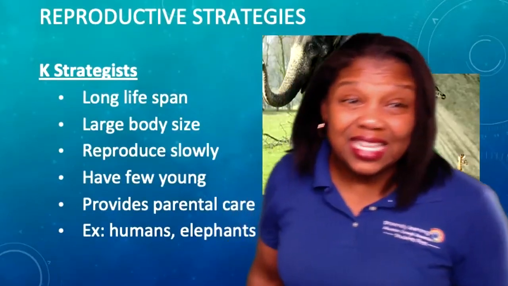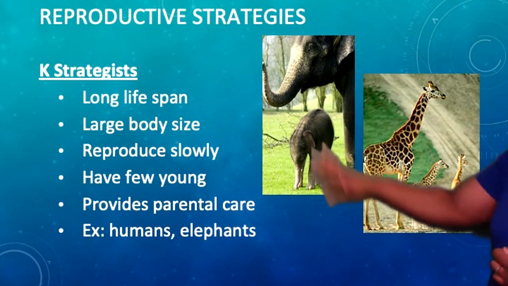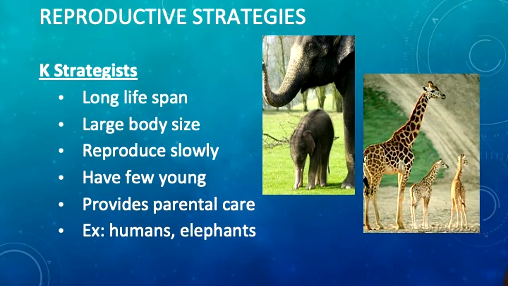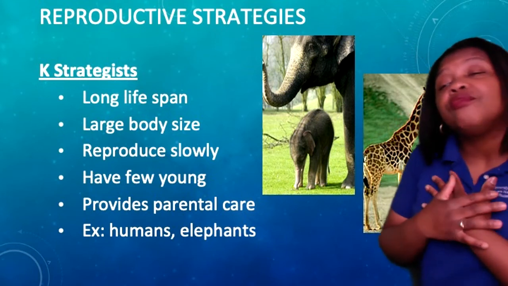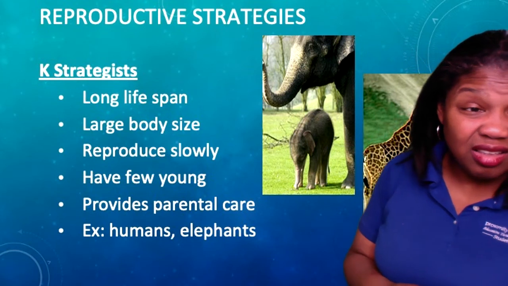Now, on the flip side, you have what they call K strategists. K strategists have a long life, huge bodies. They reproduce very slowly, very few young, and they really love their babies. They take care of their babies.